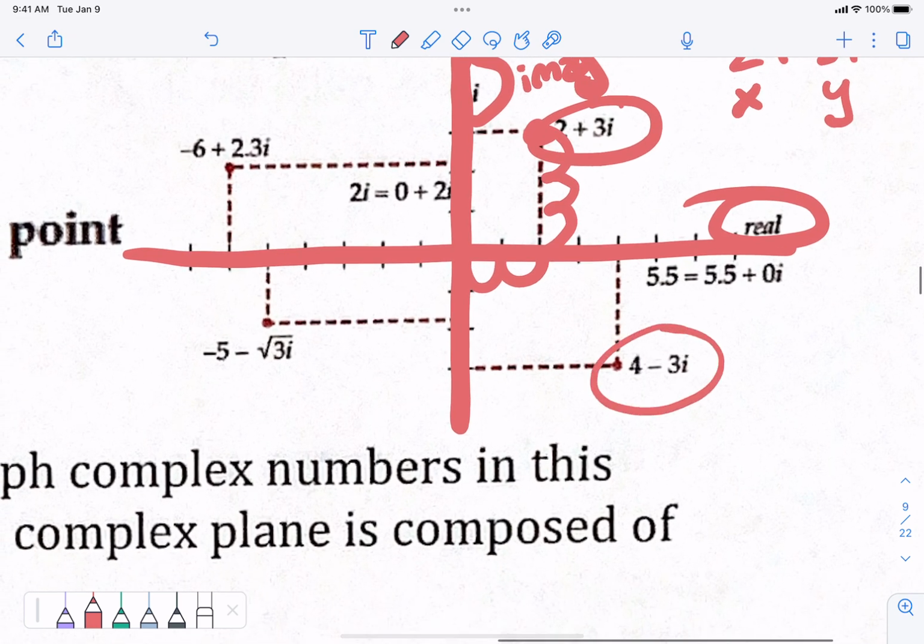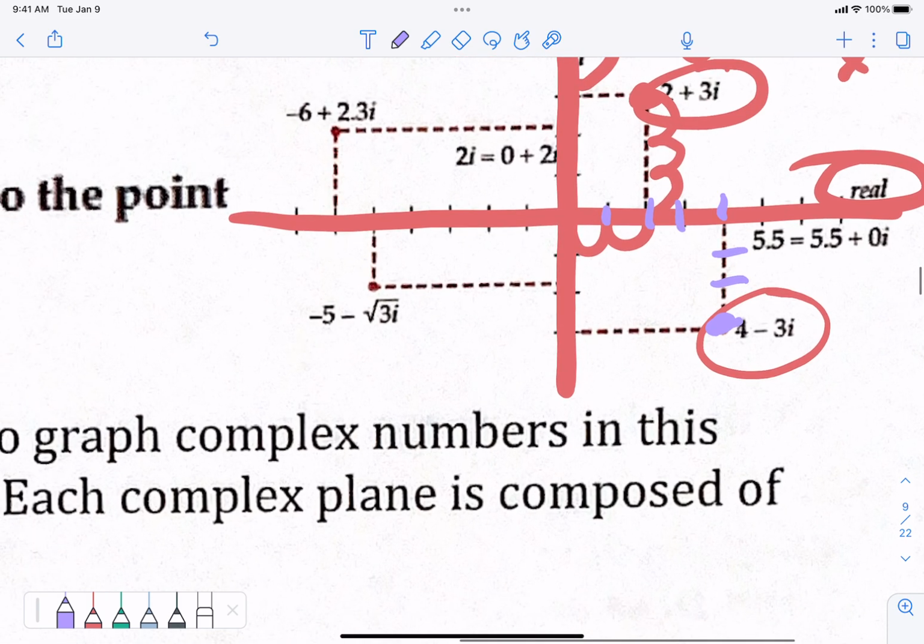Okay? 4 minus 3i. You go 4 over, so 1, 2, 3, 4 over, and 3 down. That's where you get to 4 minus 3i. It's very easy. You're just graphing them like the real part is the x part and the imaginary part is the y part. Over, down, over, up, whatever. That's what that looks like.